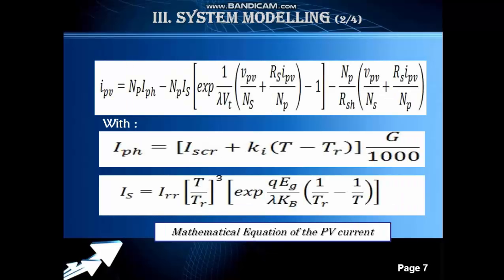The expression of the photovoltaic current IPV is given by several researchers by the following equations. We remark that it depends on temperature T and solar irradiation G and PVG voltage VPV.